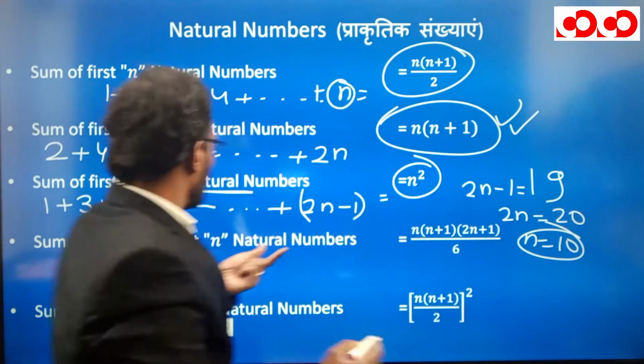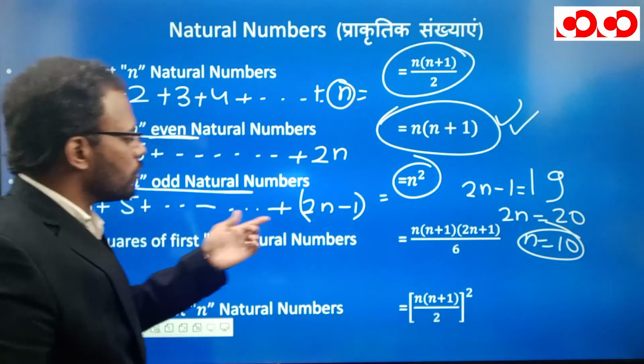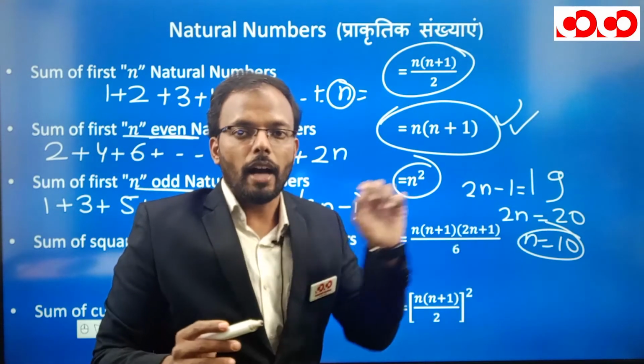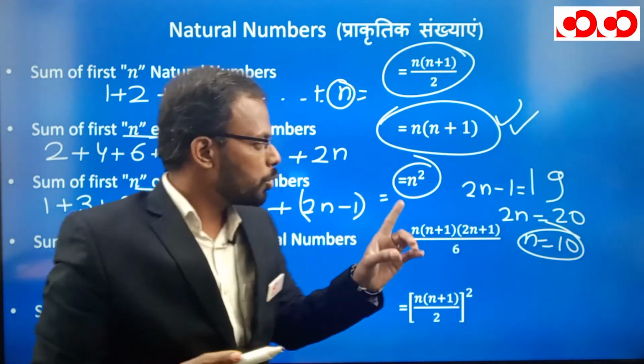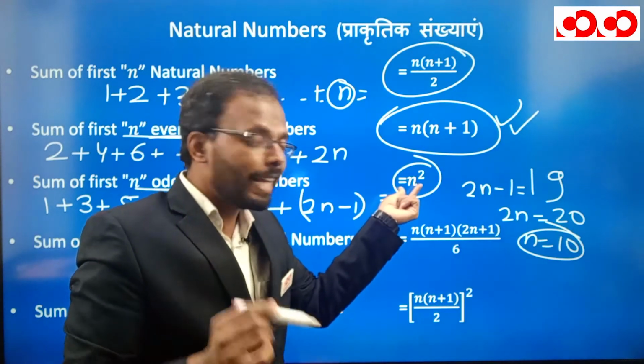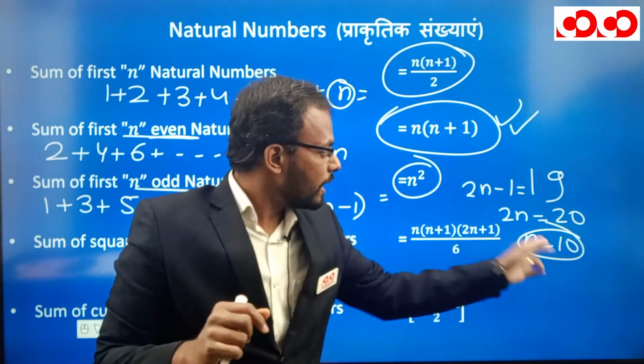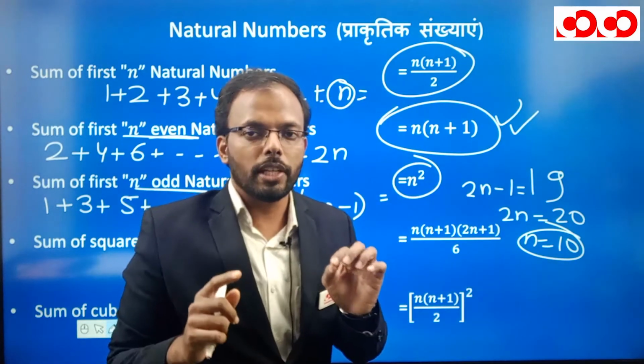So if I ask you 1 plus 3 plus 5 and so on up to 19, my n will be 10, my n will not be 19. Again, it is a little bit tricky, but you should understand that this n is the number of terms. So the sum up to 19 will be 10 square, which is 100. I hope this is clear to you.